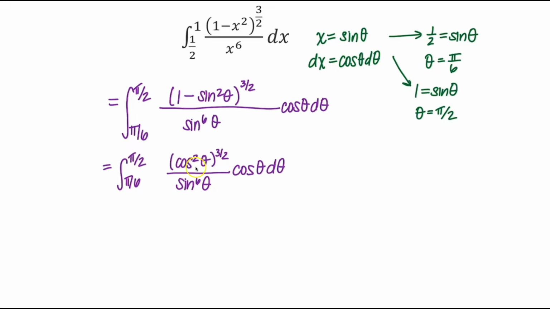And now let's go ahead and see what we have. So cosine squared to the 3/2 is going to just give me cosine cubed theta. So 2 times 3/2 is just 3. And then there's this extra copy of cosine over here, so that's a total of 4 copies of cosine. So I have the integral from pi over 6 to pi over 2 of cosine to the 4th theta over sine to the 6th theta d theta.